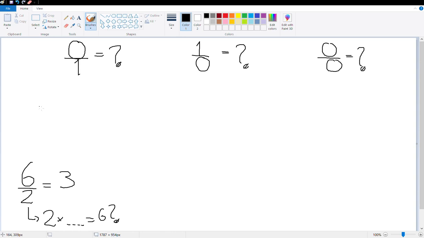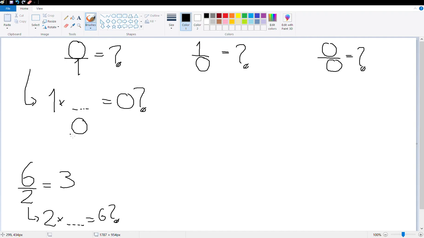So go back to this logic. 0 divided by 1 means 1 multiplied by what number to get equal to 0? And obviously your answer should be 0, because we know any number multiplied by 0, you get 0 in the end. So the only answer for this question is 0. It means 0 divided by 1, your answer is 0.